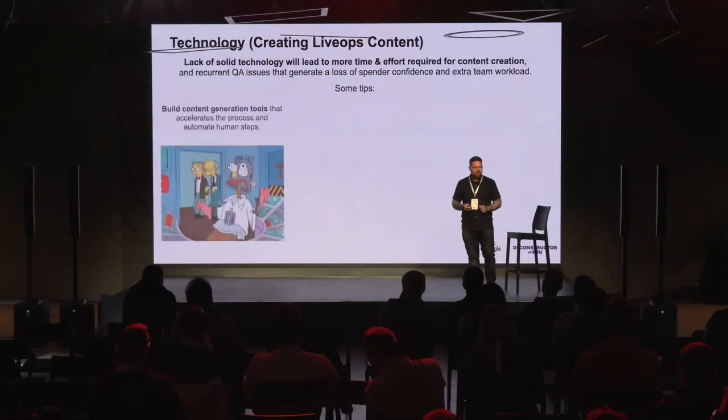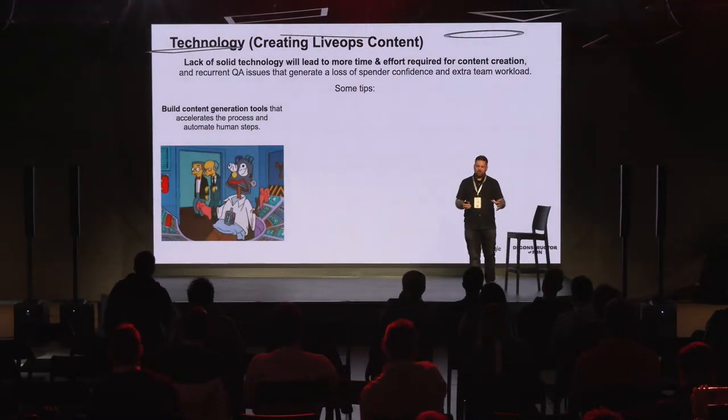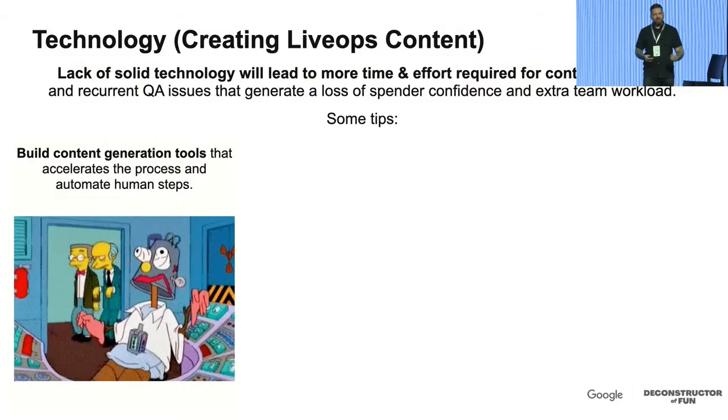And when it comes to technology, it's not only technology for operating live ops, but also for automating and smoothing the creation of content. Some tips that I can give you there: if you don't invest in this, it's very easy to drown in your own live ops, so you cannot spend any time improving them because you're too busy just scheduling and operating them. Build content generation tools that automate as many steps of the process as possible.